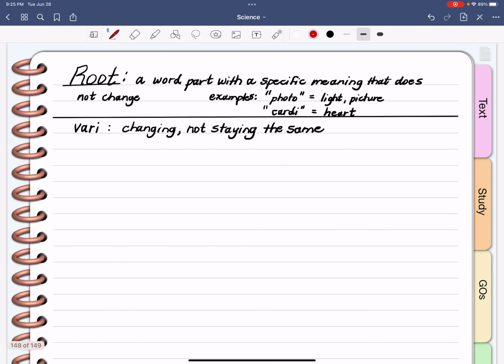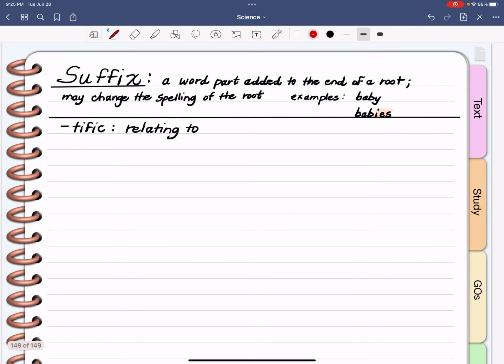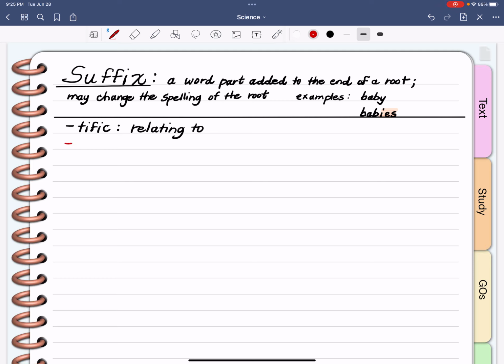I have a suffix to add. And we've already got one, so let's just come right in here with the next one. And I'm going to write this one in as ment, M-E-N-T. Ment means an action or a state.